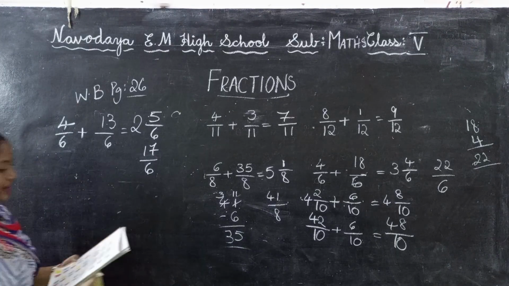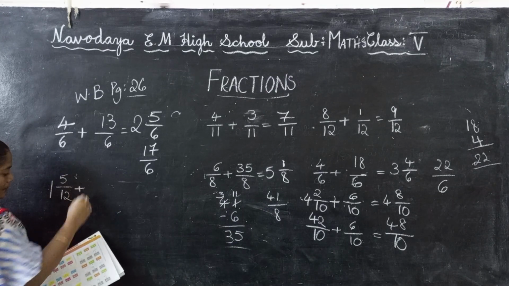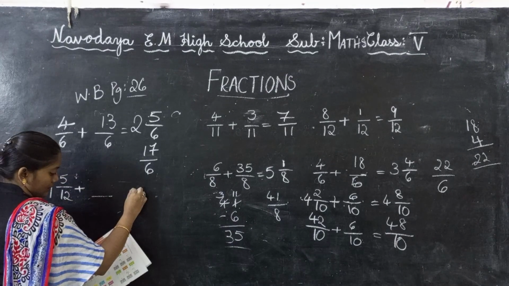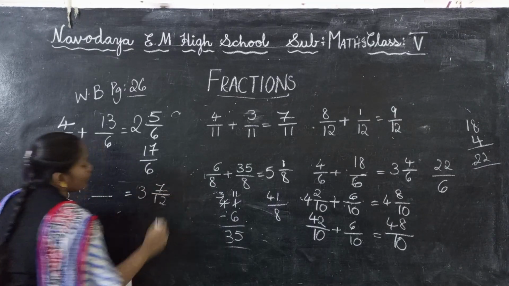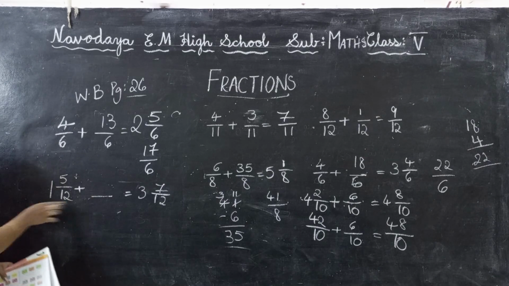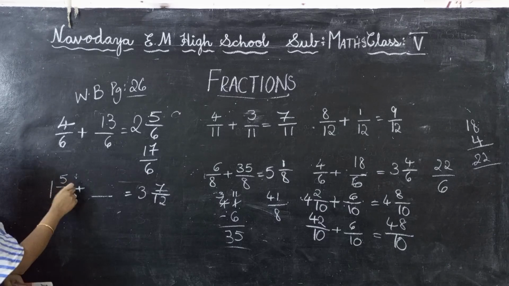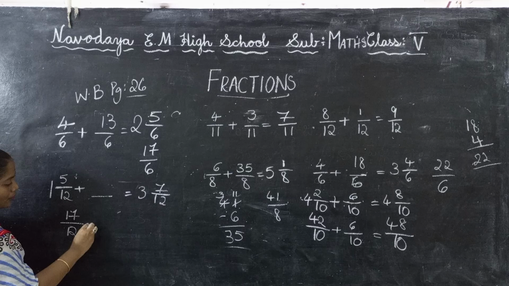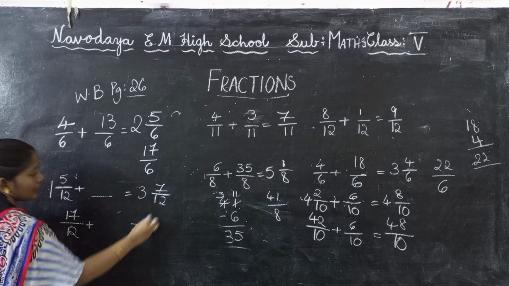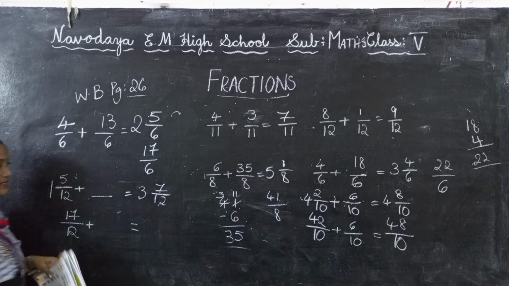And the last sum in the fractions is 1 5 by 12 plus, it is equal to 3 7 upon 12. Here these are mixed fractions. 12 ones are 12 plus 5. It's 17 upon 12. What is that? 17 upon 12 plus 12 threes are 36. 36 plus 7.